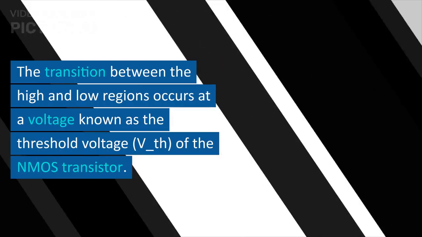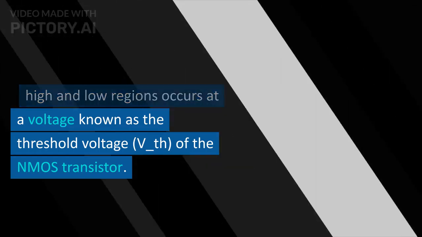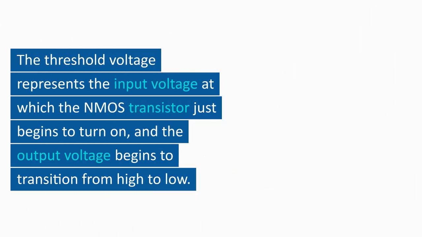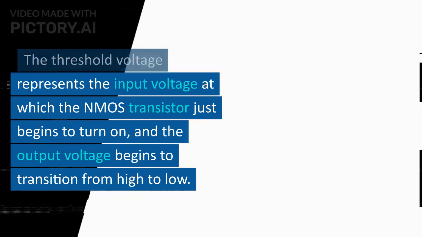The transition between the high and low regions occurs at a voltage known as the threshold voltage, V_th, of the NMOS transistor. The threshold voltage represents the input voltage at which the NMOS transistor just begins to turn on, and the output voltage begins to transition from high to low.